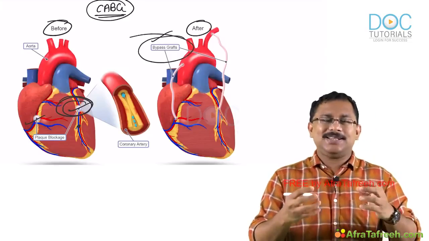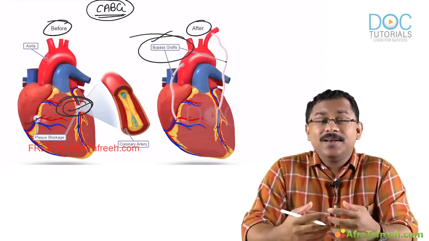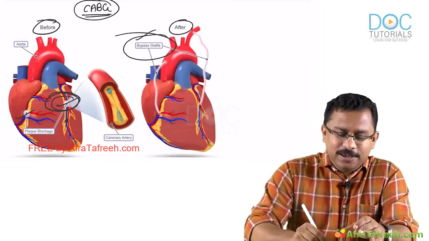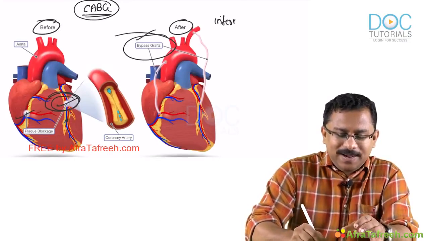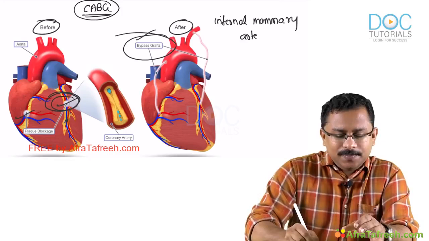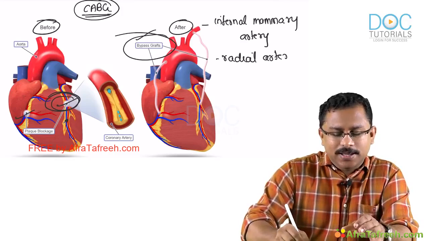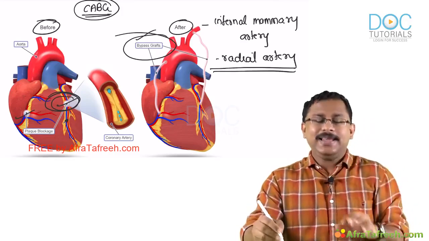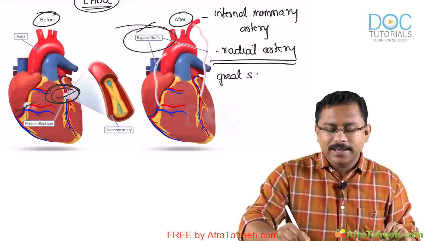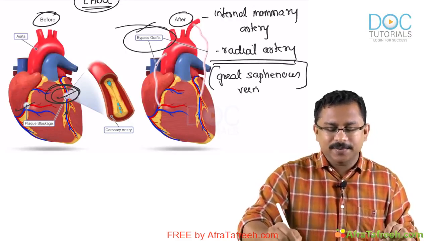Now this bypass, what is going to be the vessel that acts as the bypass? You can go for a venous graft, or you can go for an arterial graft. If it is arterial, you can go for the internal mammary artery, or even the radial artery. Or you can go for the venous graft, that is, the great saphenous vein.